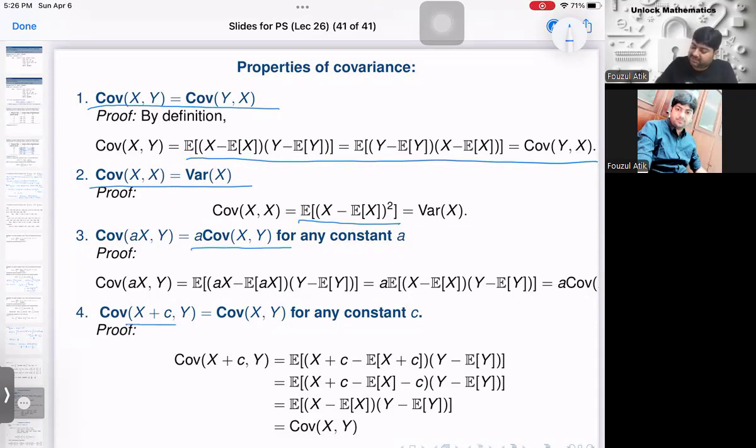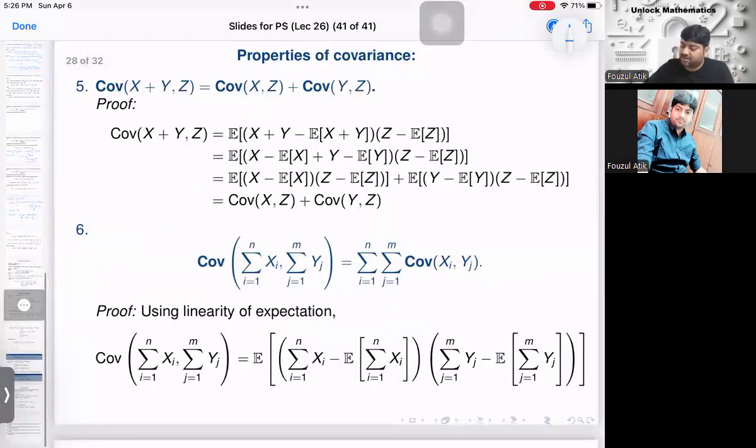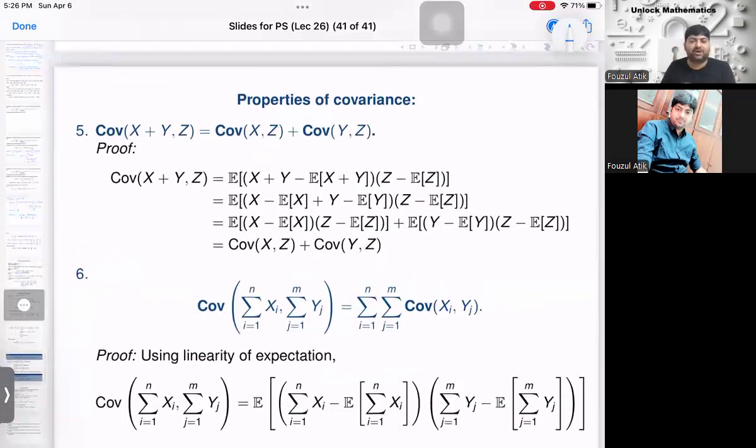And x plus c with y, if you do, it will not have any effect for c. We can easily see that this value is covariance of x comma y. The proofs are written here. These are very easy to prove also. Then we have a few more properties. The covariance of x plus y comma z is actually the bilinearity property. So it is covariance of x comma z plus covariance of y comma z. One can easily prove that one also like this.